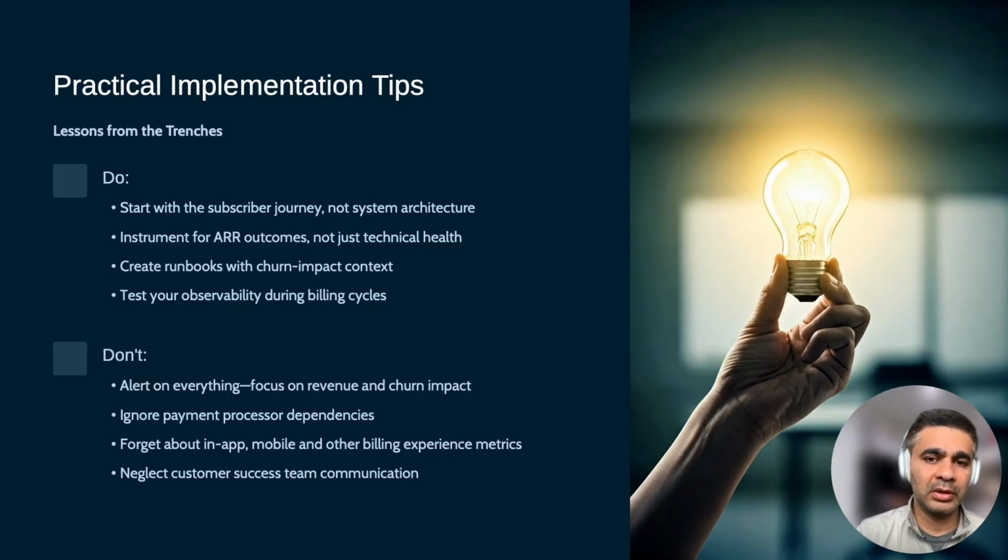What not to do? Don't alert on everything. Focus on revenue and churn impact. Don't ignore payment processor dependencies or other external dependencies. Don't forget about in-app, mobile experience metrics, and don't neglect customer success team communication. They are often the first to hear about issues.